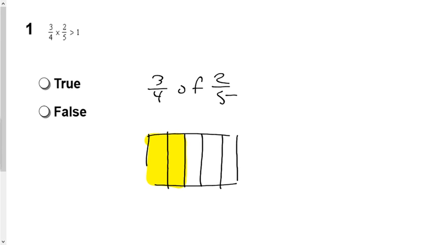So we can all automatically say the answer is false, because we know that 3/4 times 2/5, or 3/4 of 2/5, is going to be less than 1. And in fact, it's going to be 6/20, and therefore the answer is false.